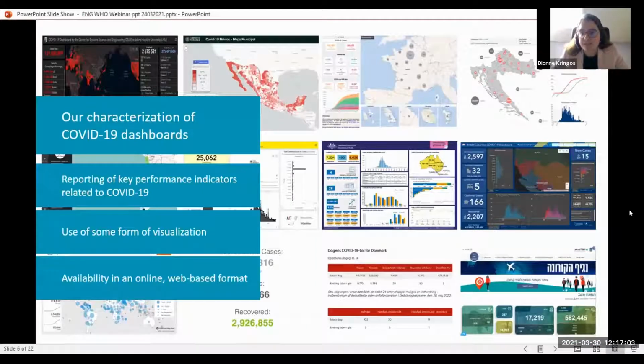So the COVID-19 dashboards have indeed been widely developed as a communication tool for public reporting on the state of the pandemic, for instance, by showing key performance indicators related to COVID-19, using some form of visualization and offering this in an online web-based format. We believe that exchanging experiences on their development and lessons learned may offer future preparedness for reporting on future public health crises, hence today's webinar. So now I would like to give the floor to one of our HealthPros fellows, Damir Ivankovic, to introduce the background of the new project on COVID-19 dashboards. Welcome to Damir, and next slide, please.